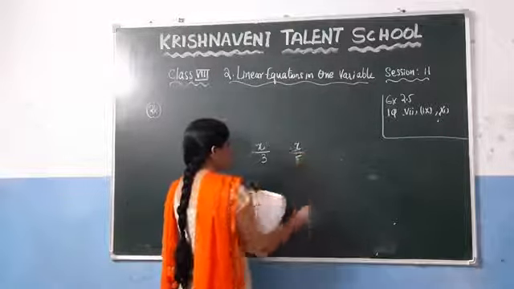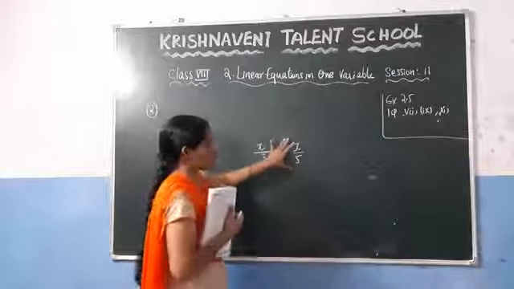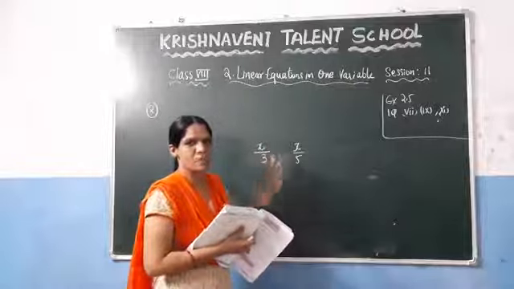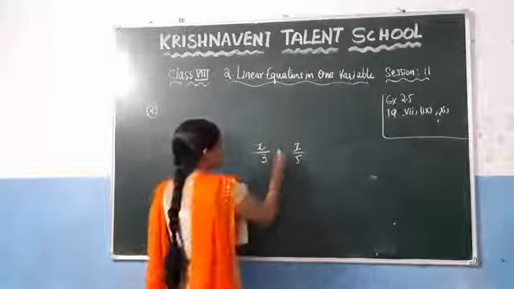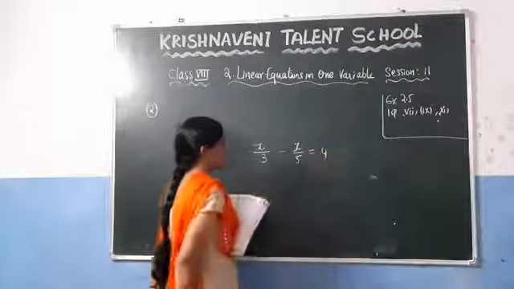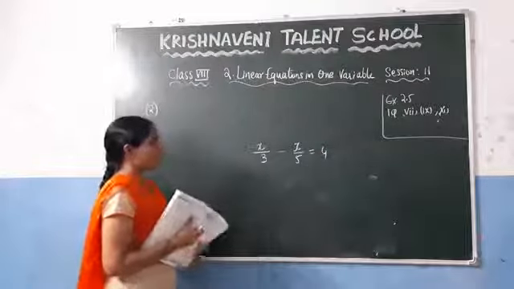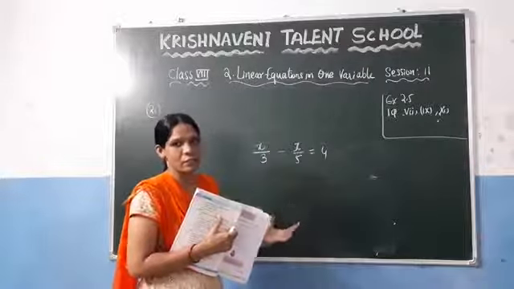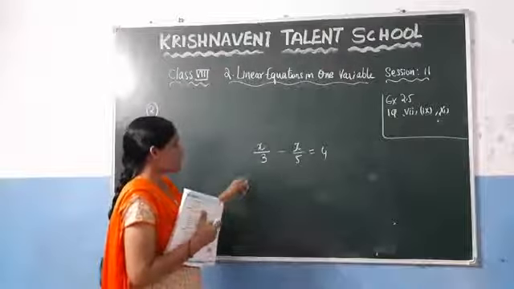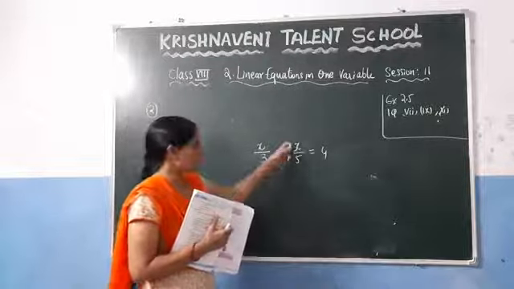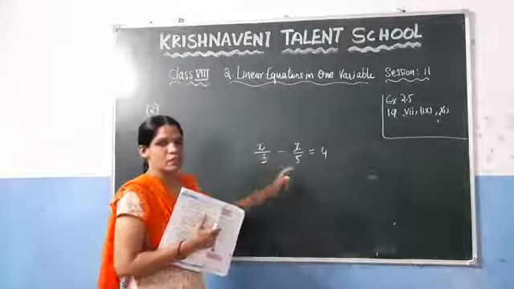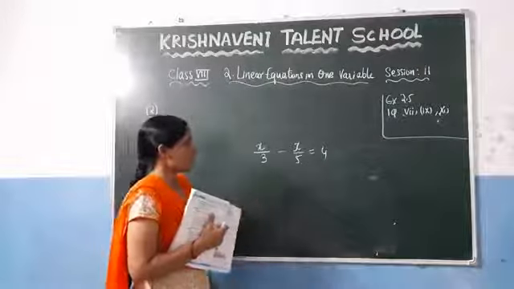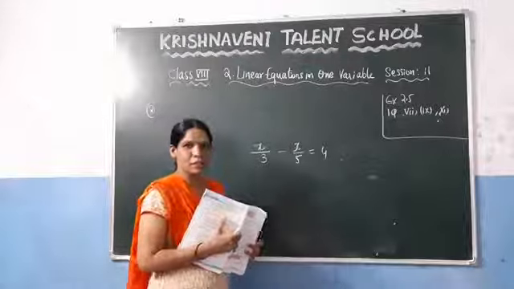And what they are saying here is that the third part exceeds the fifth part by 4. Exceeds is nothing but subtraction. That means if you subtract these two values, you will get the result as 4. That is the meaning of this problem. The third part is x by 3 and the fifth part is x by 5. If you subtract those two parts, you get 4. Now based on this linear equation, you need to find what that number is.